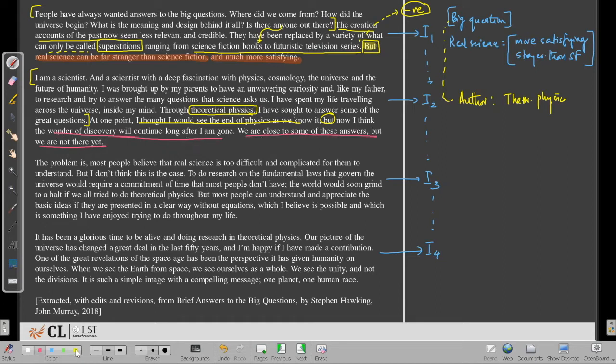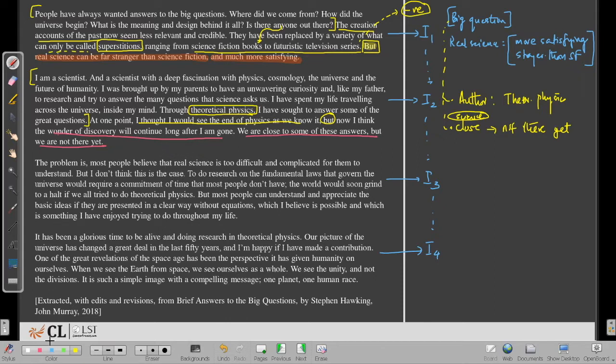The author is saying that through science, for the big question, we are close, but not there yet. The journey still continues, right? So already you can see the connection between paragraph number 1 and 2. Big question: people are now looking at things like science fiction and other stuff. But wait, real science can actually be more satisfying. I have done it. I've spent my life on it. Now I understand that discovery is going to continue after I die. We are not there yet. We still have to find answers to some of these questions. We are close, but not there yet.